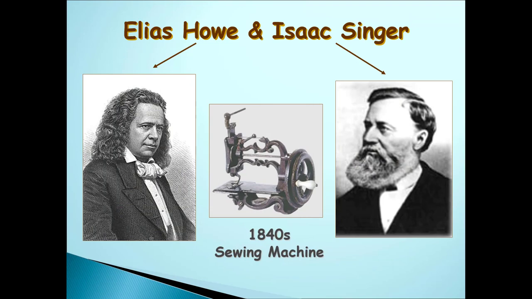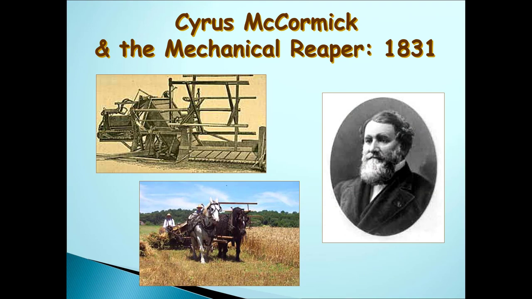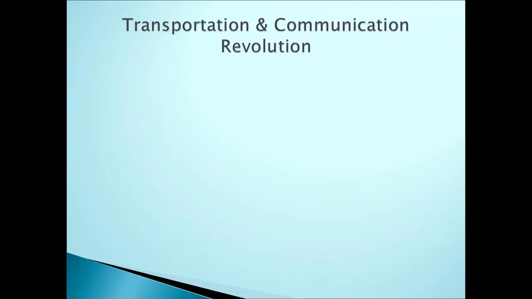Elias Howe and Isaac Singer, of course, were known because they invented the sewing machine. John Deere and the steel plow, farming equipment. Cyrus McCormick and the mechanical reaper in 1831. So the first couple of decades in the 1800s are very fast-moving as far as innovation goes, predominantly for transportation or farming.